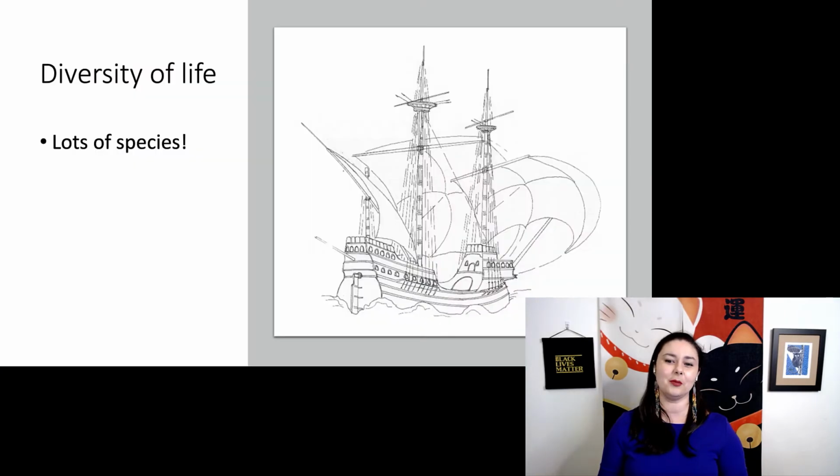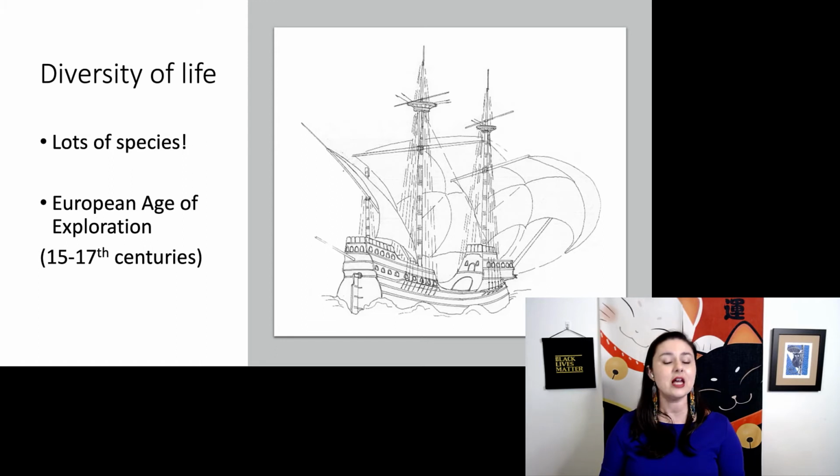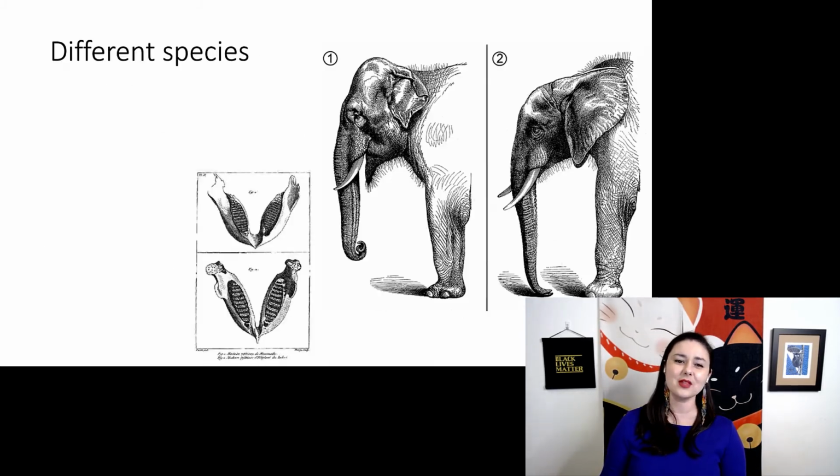This was noticed especially during the European age of exploration, because now we have people who've been living in one place for all of their life going and looking at a different place and noticing that, oh, everything's different here. The plants are different, the animals are different, and people are noticing through this exchange that there's just different stuff everywhere, and there's even more diversity of life than people had imagined. People are also noticing that we can start to name different species of similar animals.